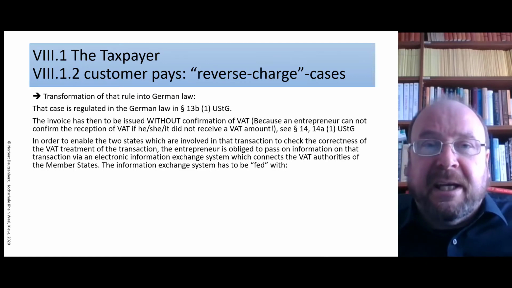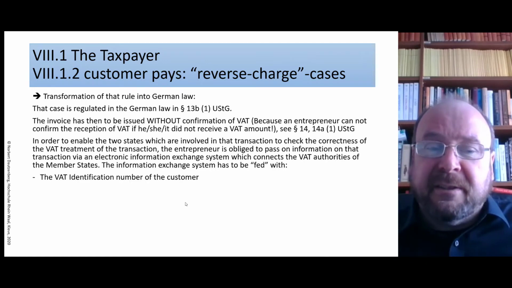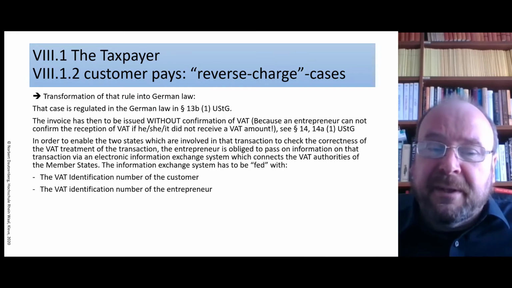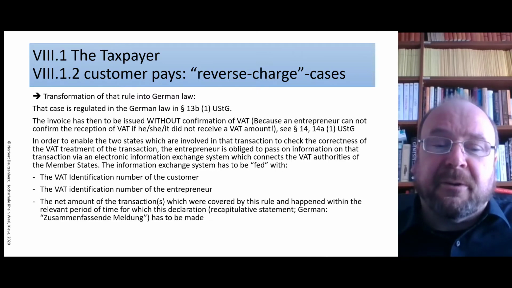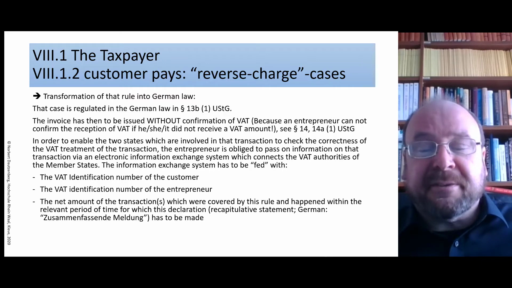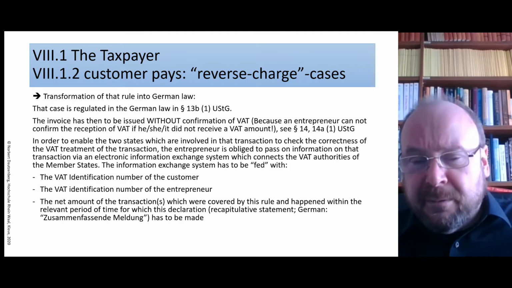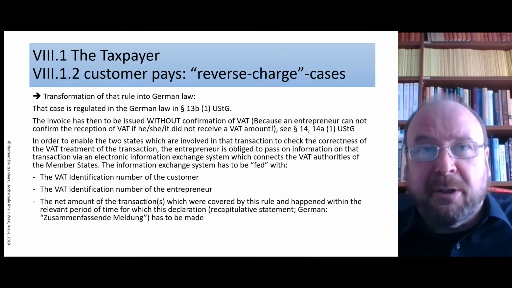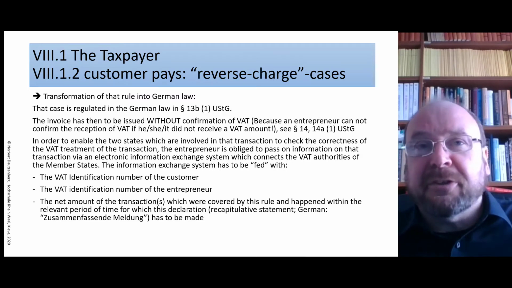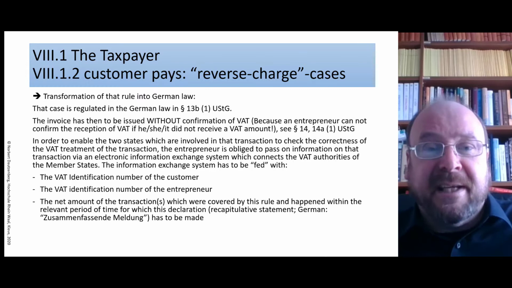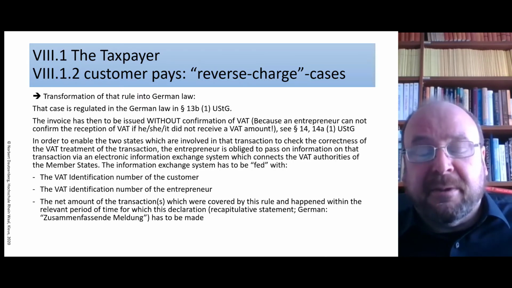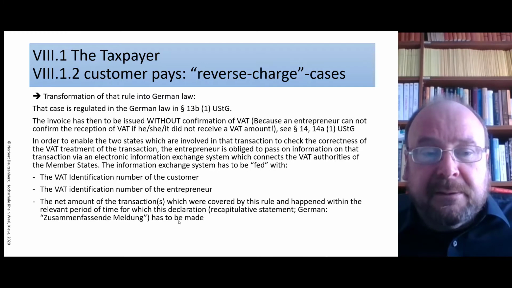customer. You have then to give the VAT identification number of the customer, the VAT identification number of the entrepreneur, and the net amount of all the transactions which were covered by this rule and happened within the relevant period for which you make the declaration to the automatic exchange system. That is called a recapitulative statement, and in German it would be zusammenfassende Meldung, which in Germany everybody knows under ZM, the abbreviation of the initial letters.